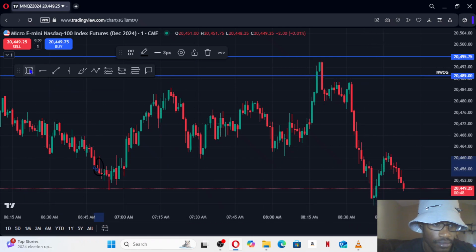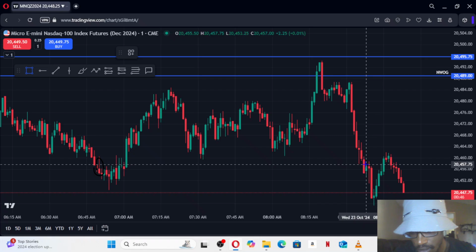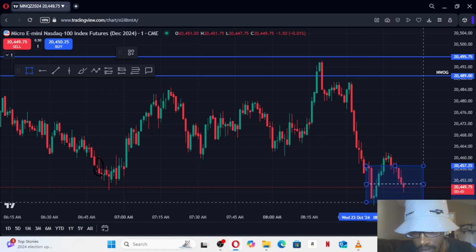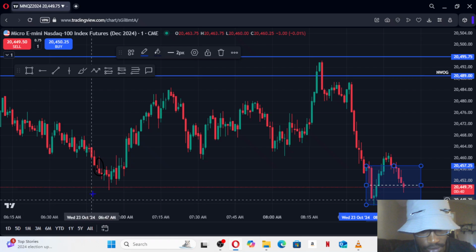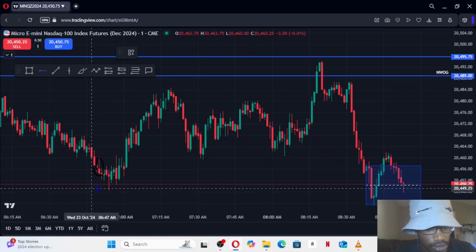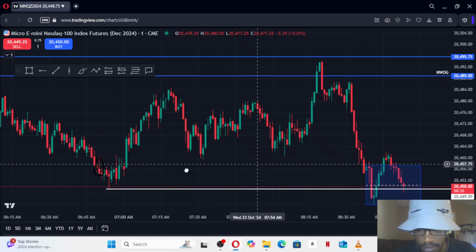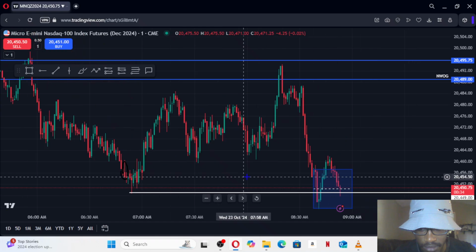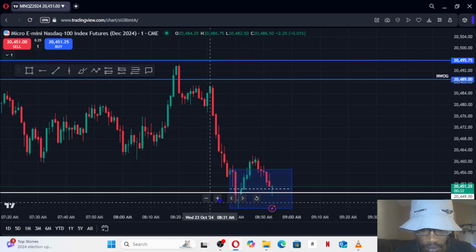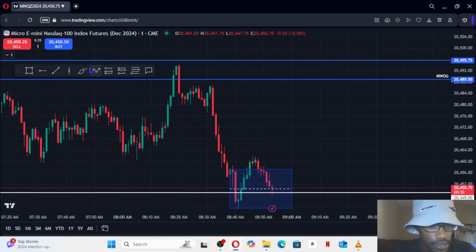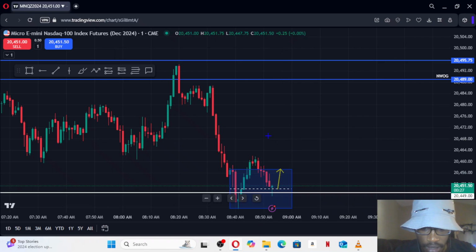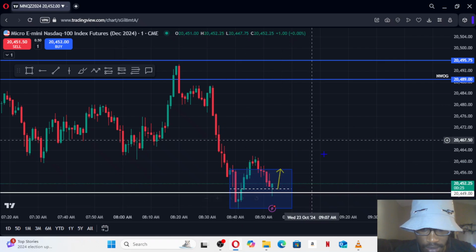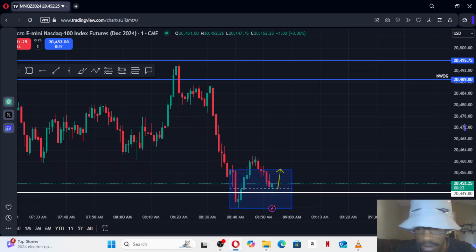Just swept these lows over here as well. So this could be a little move, at least maybe up to this zone. It just depends what we're gonna get. We wait for confirmation.